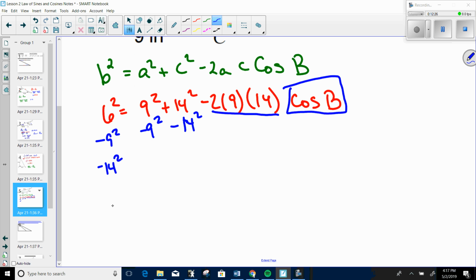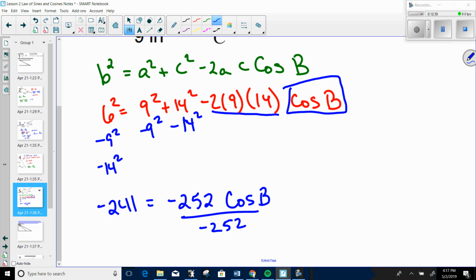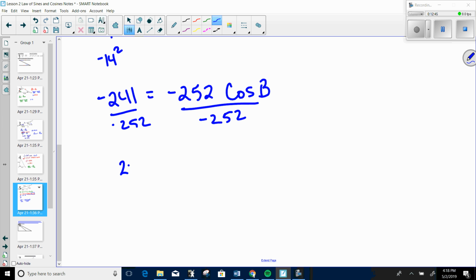Use your calculator, and that's going to be negative 241 equals negative 2 times 9 times 14, which is negative 252, and I did that earlier, cosine B. Divide by negative 252, divide by negative 252, and then you get 241 over 252 equals cosine B.